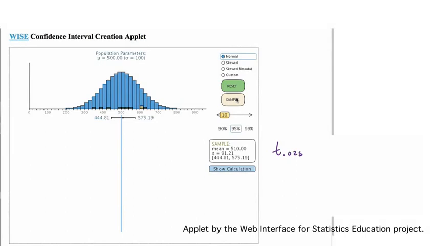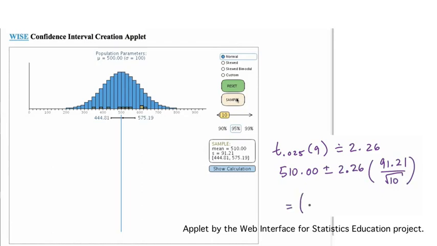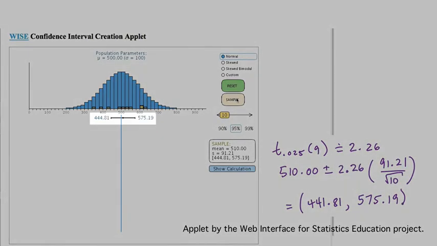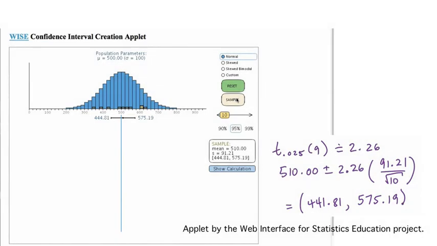The critical value we need from the t-distribution with 9 degrees of freedom for a 95% confidence interval is approximately 2.26, and a quick calculation gives our confidence interval with a lower limit of 441.81 and an upper limit of 575.19. This includes 500, the mean of our normal model, and, as we can see, the line joining the lower to upper limits crosses the vertical bar at 500. So this confidence interval was successful at capturing the theoretical mean.